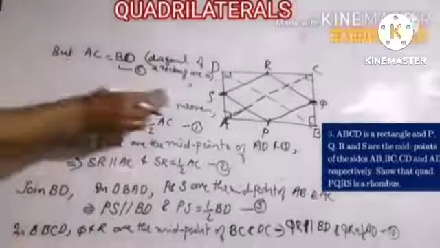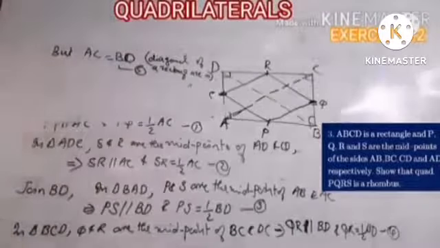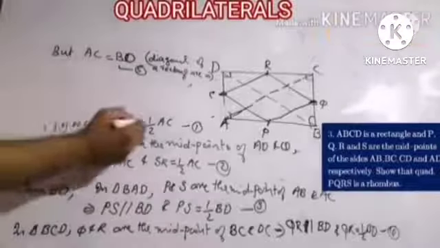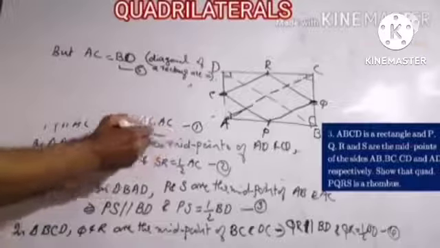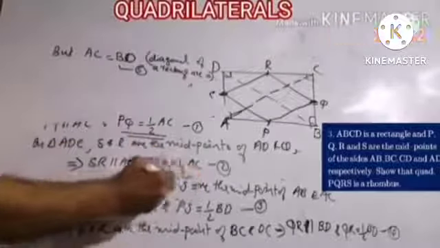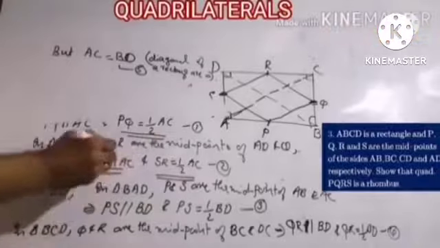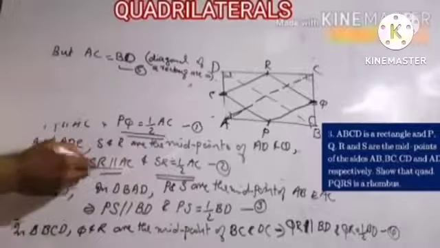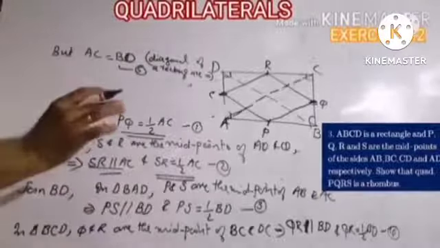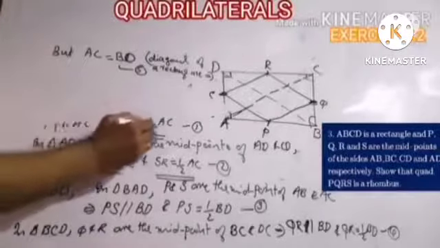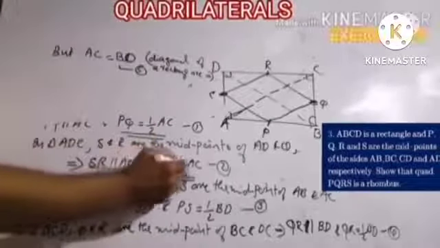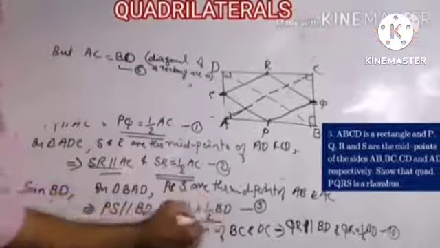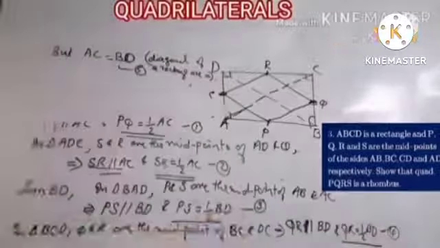Now consider all the equations together. Use the equal parts only, so no need of the parallel parts, because we have to prove all sides are equal. PQ equal to half AC. SR equal to half AC. And PS equal to half BD. QR equal to half BD.